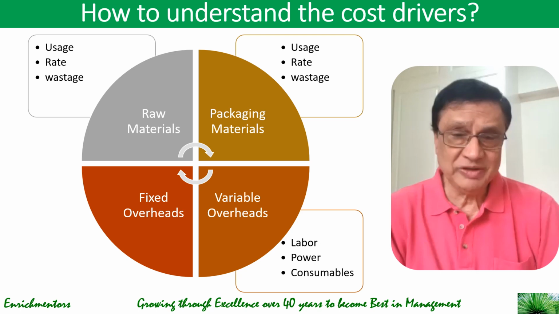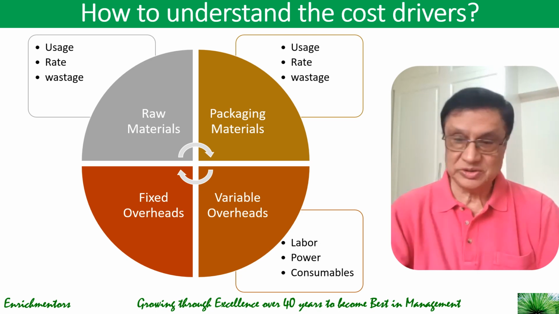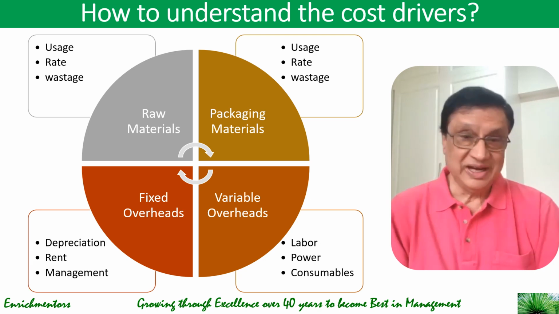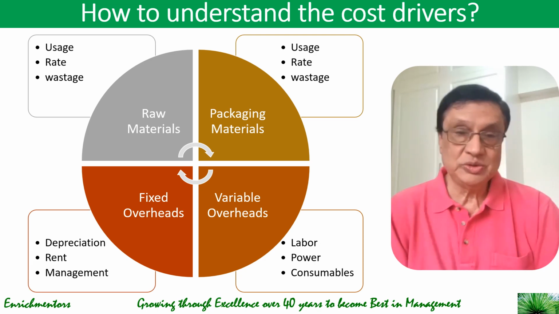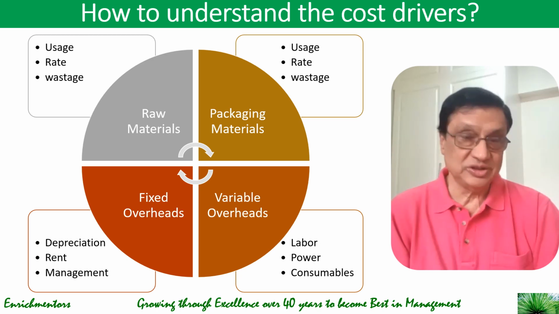Then you have fixed overheads. These are costs that are fixed irrespective of the volume of production. And what are some of these? Like depreciation. You have machines, so you need to depreciate them as a provision for buying new machines in the future. Then the rent of the facility, the cost of management.